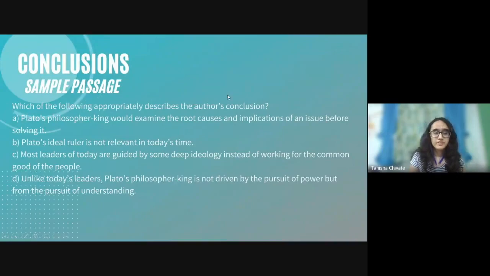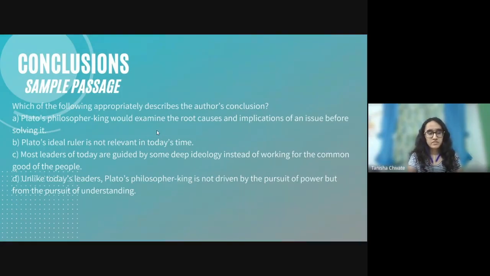So the question over here: which of the following appropriately describes the author's conclusion? A, Plato's philosopher king would examine the root cause and implication of an issue before solving it. B, Plato's ideal rule is not relevant to today's time. C, most leaders of today are guided by some deep ideology instead of working for the common good of the people. D, unlike today's leaders, Plato's philosopher king is not driven by the pursuit of power, but from the pursuit of understanding.